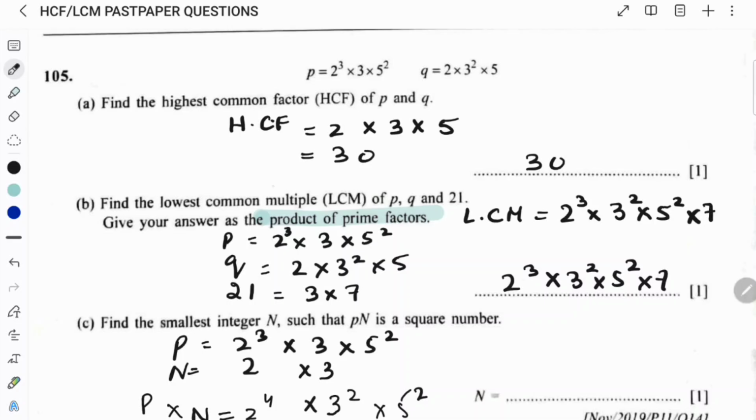So when we multiply P into n, we will get this square number. Okay, so what did we multiply? We just multiply 2 times 3 to get this P as a square number. So 2 times 3 is equals to 6. So 6 is the answer for this part.